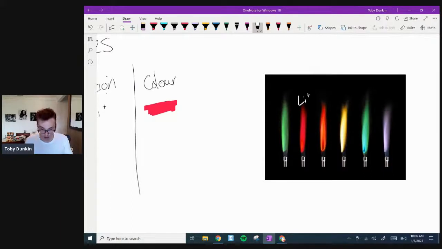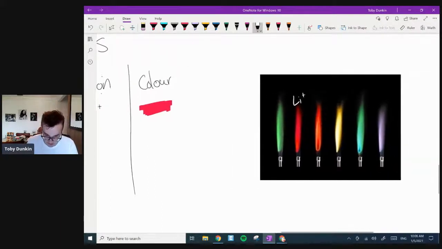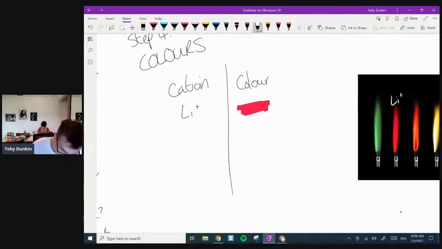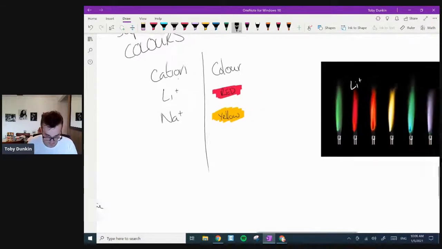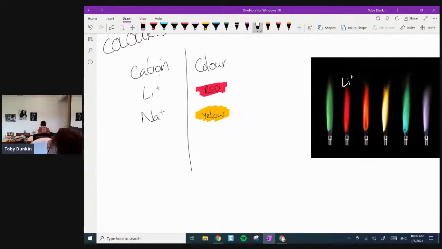The flame will turn red. Right, the next one. Oh, yellow. Sodium. Oh, I'm doing it in white, aren't I? So Na1+ will give me a yellow flame. This one here is bright red for lithium, and then we get sun yellow for sodium. So there's sodium over here, Na+.